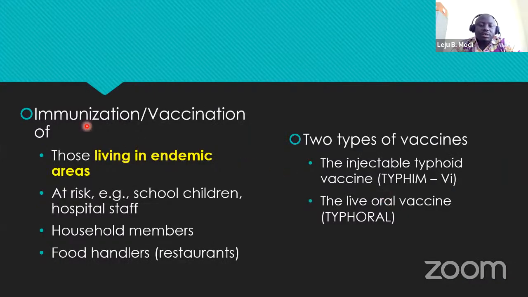Apart from those basic or general measures, immunization or vaccination can be done, mostly for people like us who are living in endemic areas as well. It can also be good for school children who are mostly at risk, and also hospital staff who are also mostly at risk of any form of hospital infections or nosocomial infections. Household members can also be vaccinated, and food handlers, particularly in the restaurants.